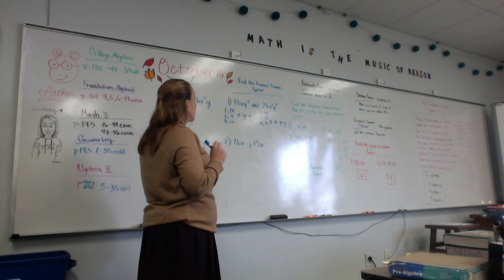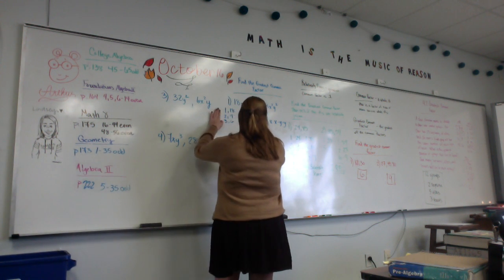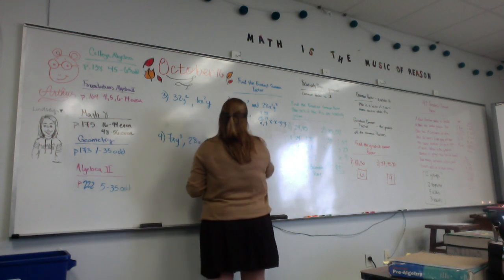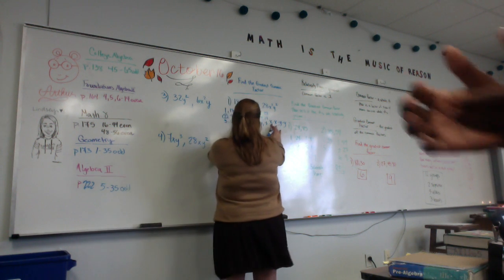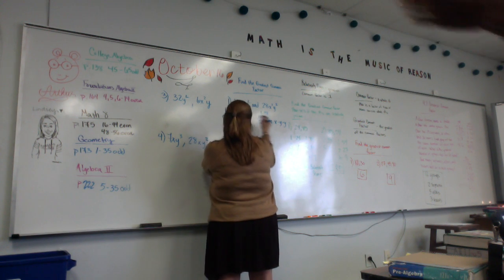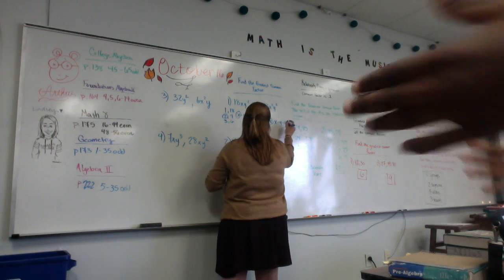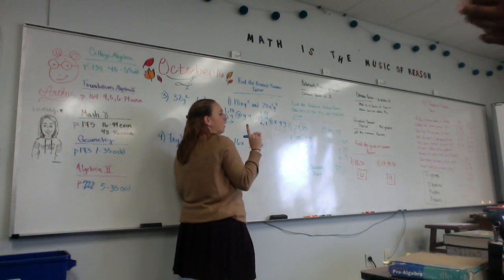Yes. Okay. Now I have to find the greatest common factor. Look at the numbers. What is my greatest common factor? 2. Okay. Look at the letters. What is my greatest common factor out of x and x times x? Just x. And what about here? Y times y and y times y. Y.